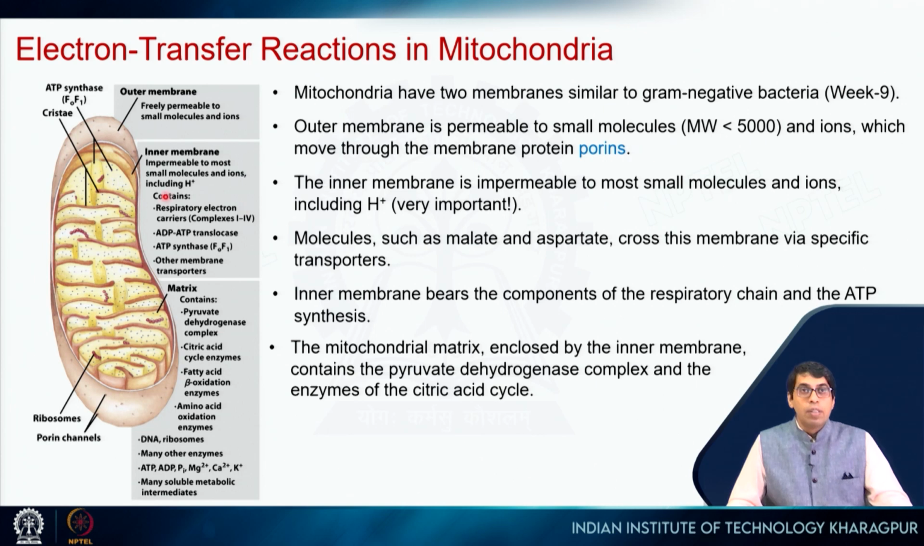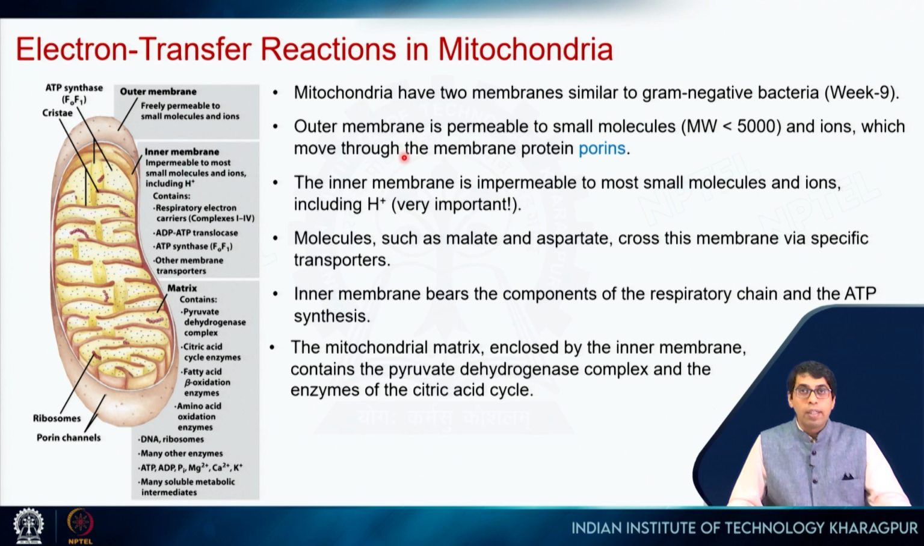Okay. So, as I mentioned earlier, most of these things happen inside mitochondria, right. This is one of the organelles in eukaryotic cells. So, let us look at the structure of mitochondria. Mitochondria have two membranes, very similar to gram-negative bacteria, right. You can see there is an outer membrane here and there is an inner membrane here, right. We will talk about gram-negative bacteria in more detail in the week 9 lectures.